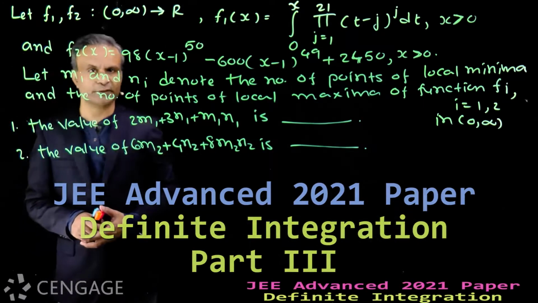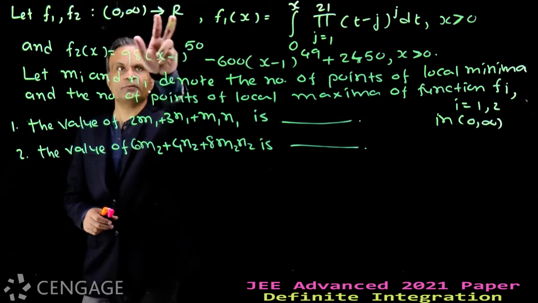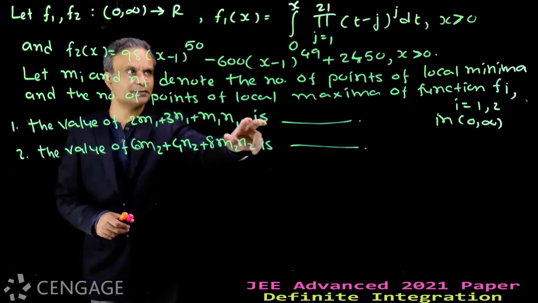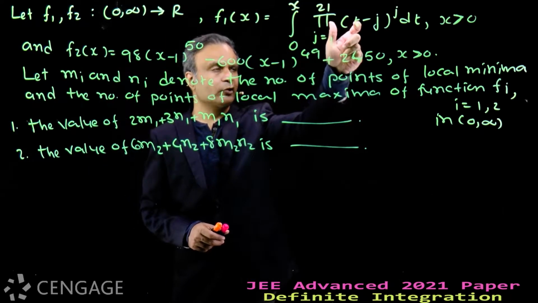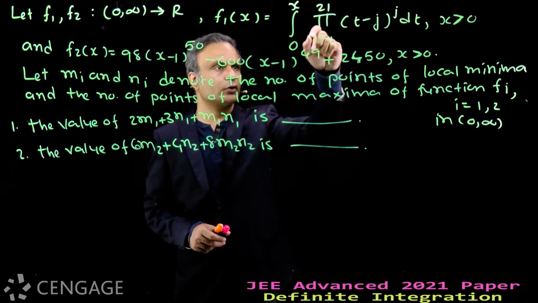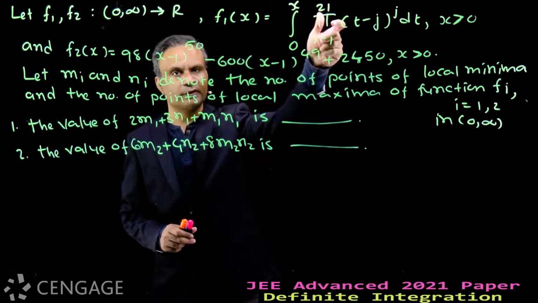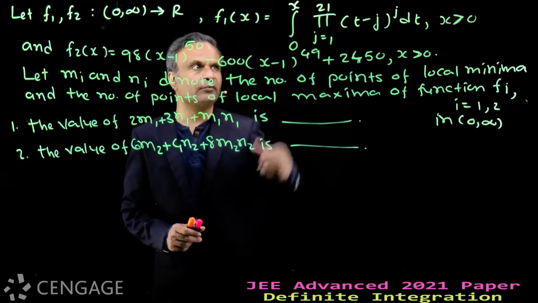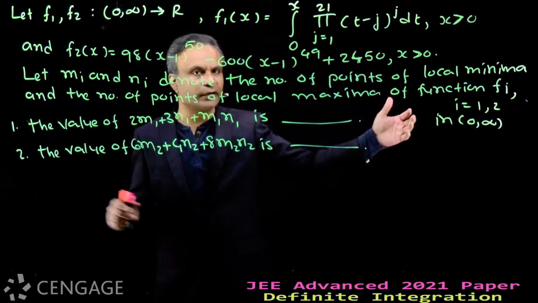Okay, we have one more question here. Functions f1 and f2 are from this interval to set R, where f1(x) is this definite integral. Here we have the product of (t minus j) power j, from j equal to 1 to 21. This is the multiplication operator; we have the sigma operator for addition. Okay, we put j equal to 1, 2, 3 up to 21 and multiply.